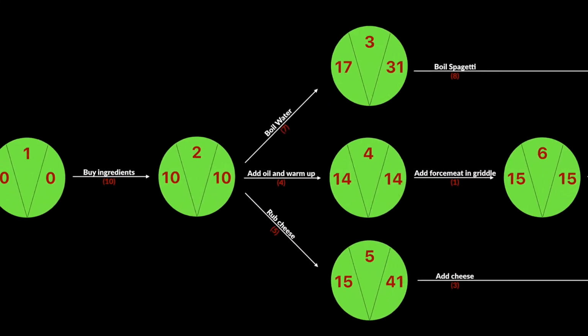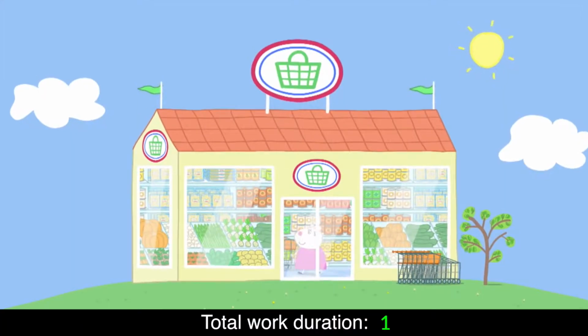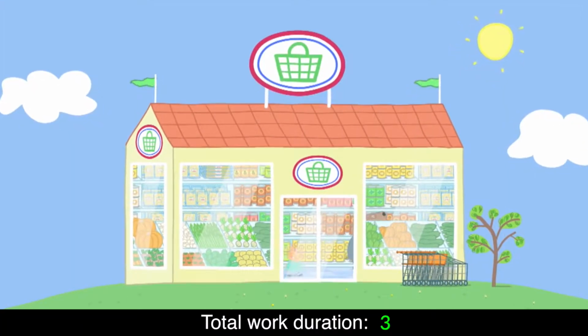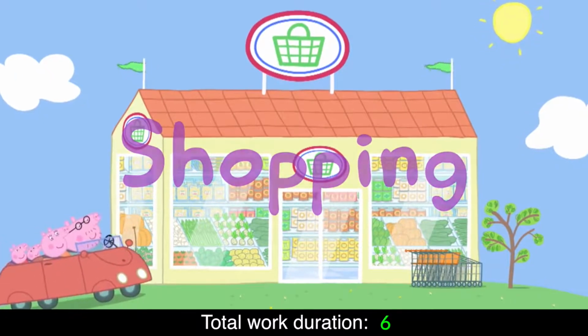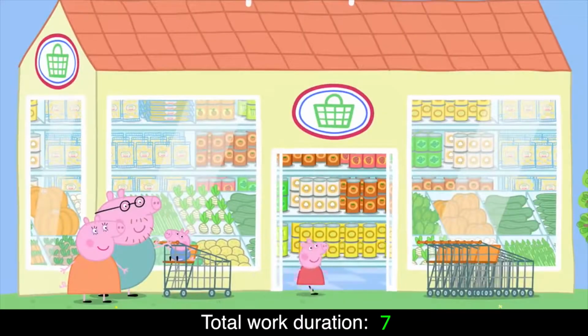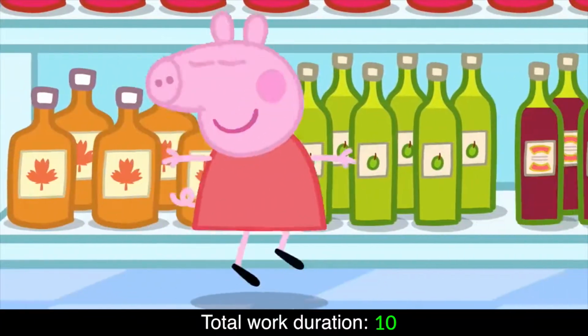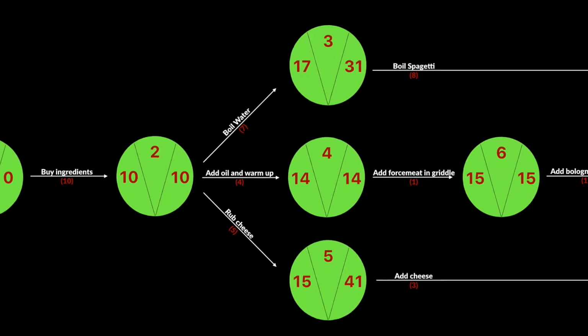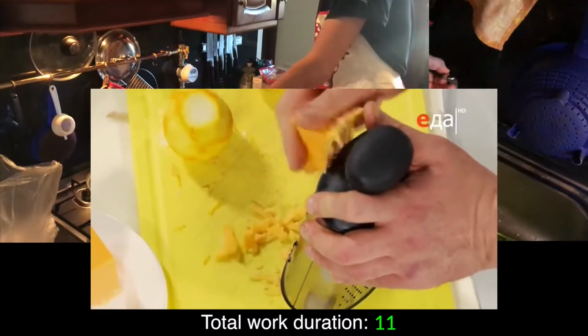The first step is to go to the shop and buy ingredients for our spaghetti bolognese. This action will require 10 minutes. Our second step is to collect and boil water in a cooking pot. This action will require 7 minutes.